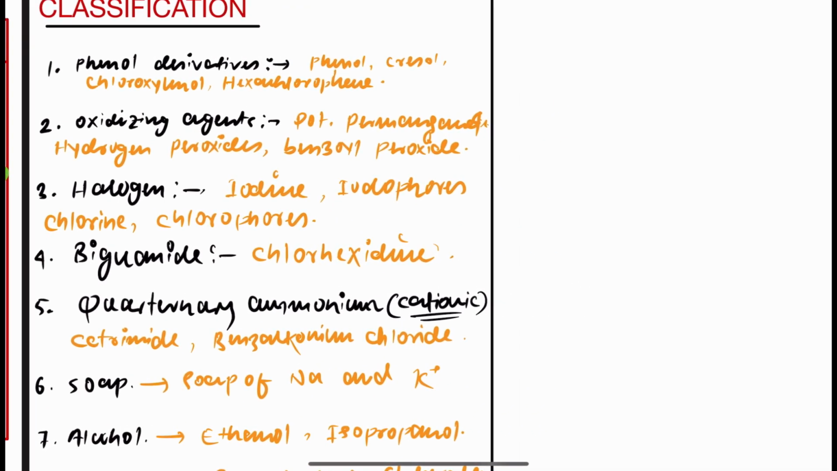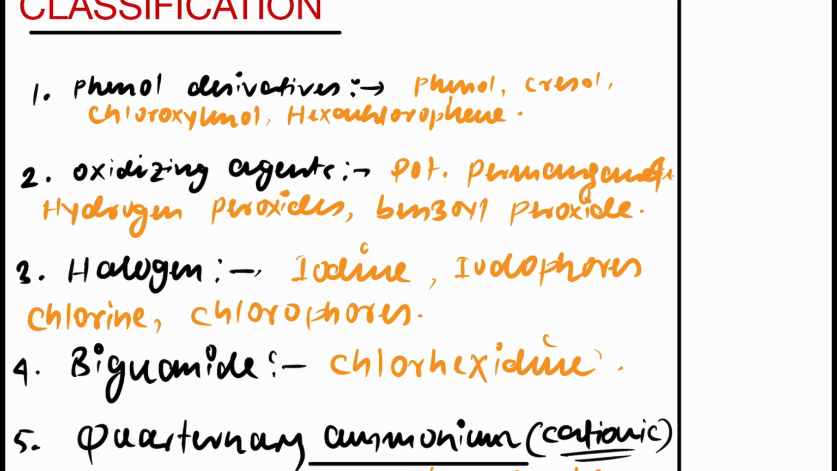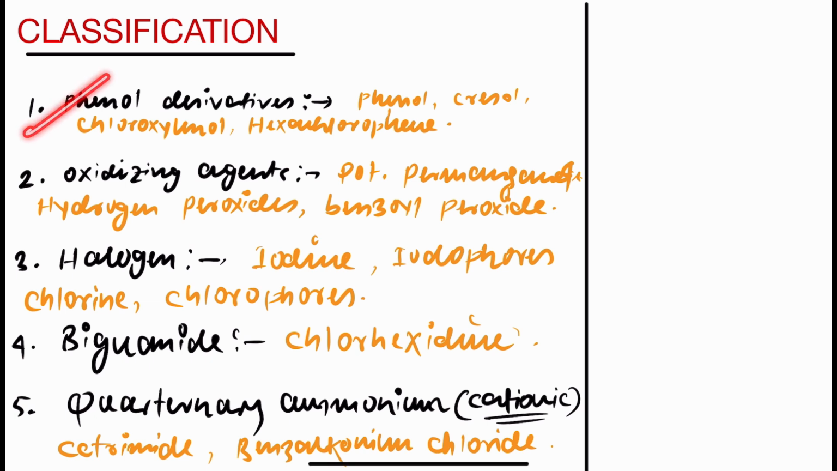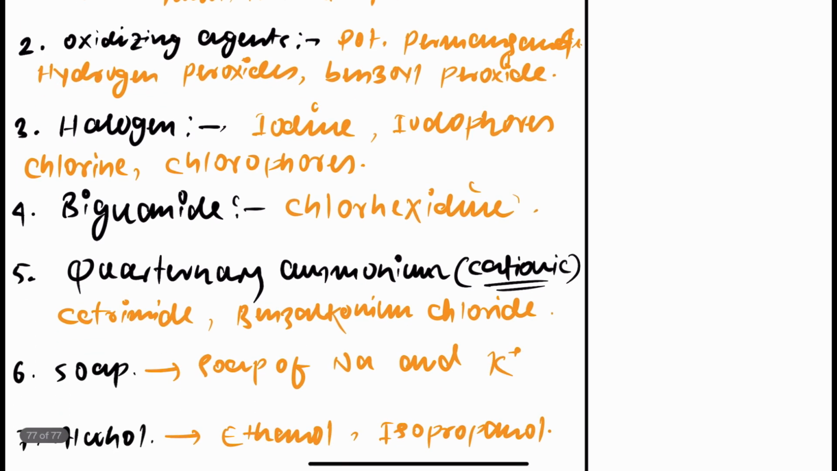तो इन द नेक्स्ट देयर इज द क्लासिफिकेशन. Basically, in this topic, the classification is more important, so remember the classification only. The phenol derivatives: phenol, cresol, hexachlorophene, and chloroxylenol. In second place there are the oxidizing agents: potassium permanganate, hydrogen peroxide, benzoyl peroxide. Under halogens there are iodine, iodophores, chlorine, and chlorophores.